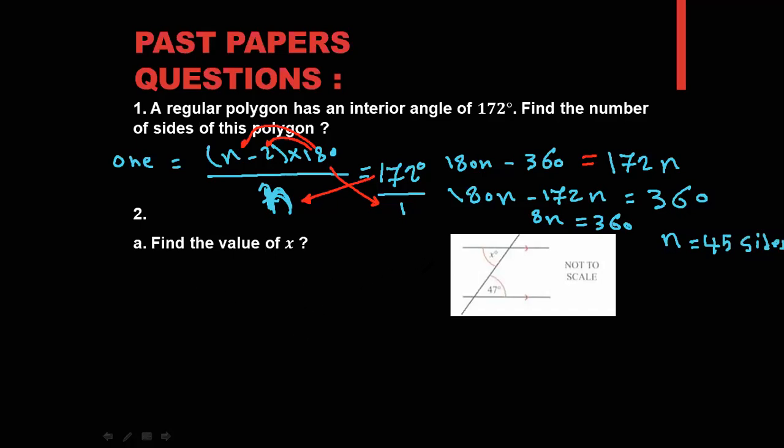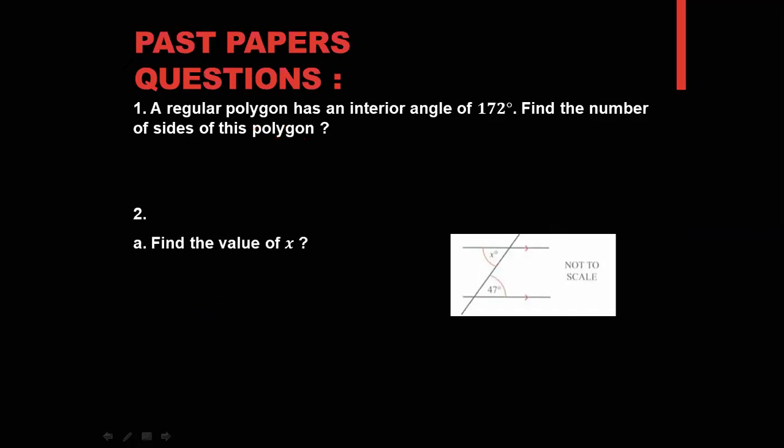The next question is direct. Alternate angle, the value of x equals 47 degrees. The next problem, and it's the last problem in the video.